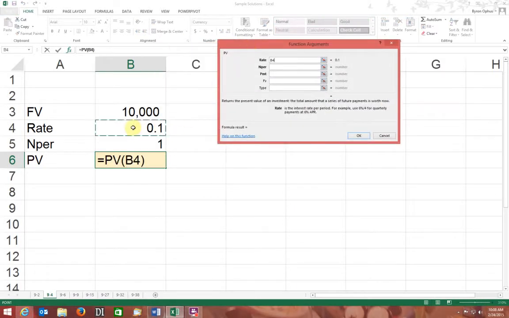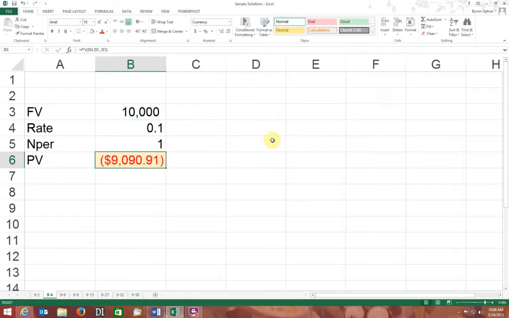And again, I use my rate there. My number of periods is 1, and my future value is 10,000. I'll end up with a negative, and again, I can leave my type as 0 because it's at the end. And I end up with $9,090.91.